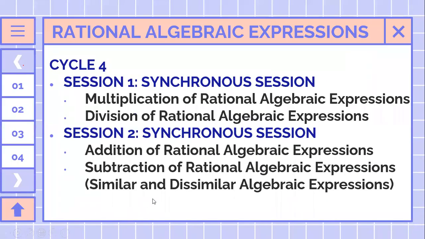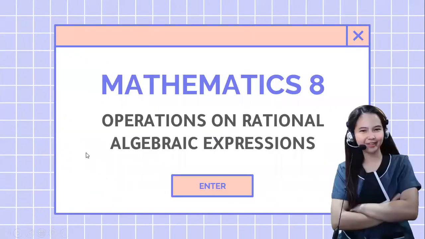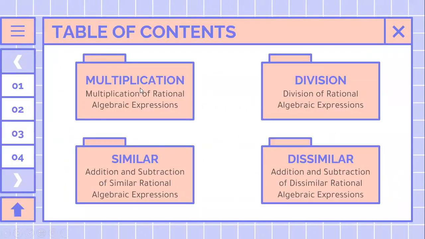For the Aransan students, we are now in cycle 4 and we have two sessions. For session 1, we will discuss the multiplication and division of rational expressions. For session 2, we have the addition and subtraction of similar and dissimilar algebraic expressions. For today, let's have first the multiplication of rational expressions.